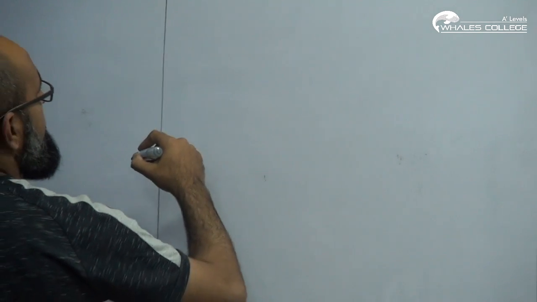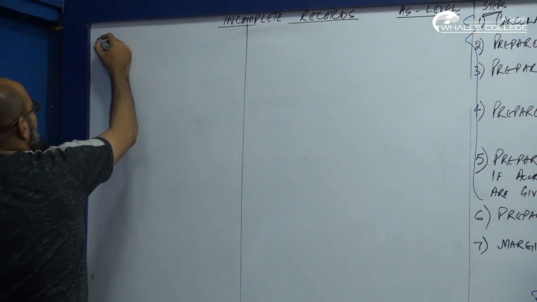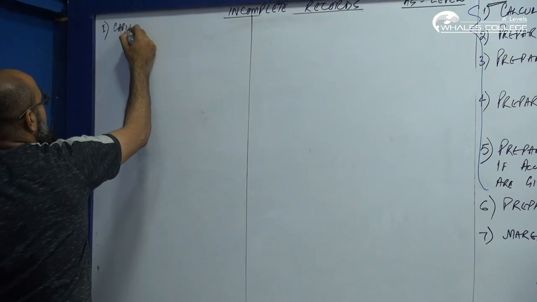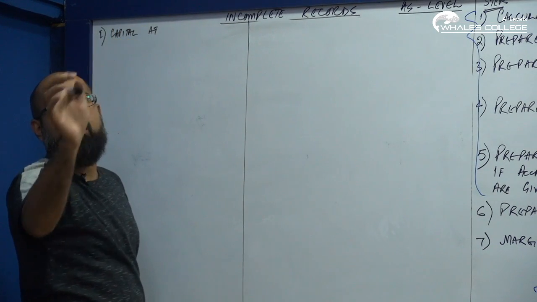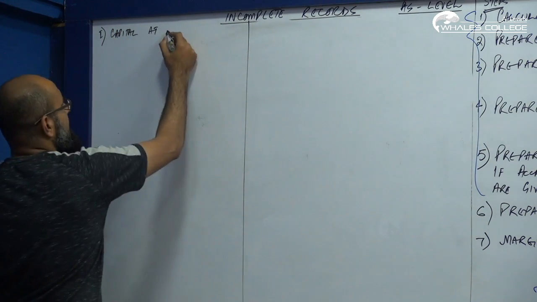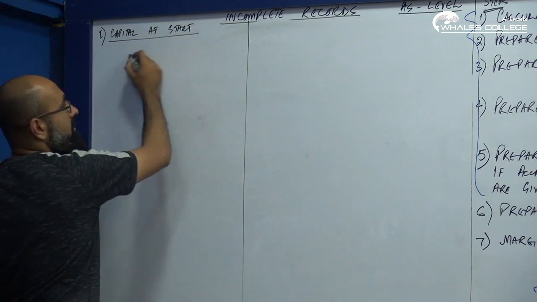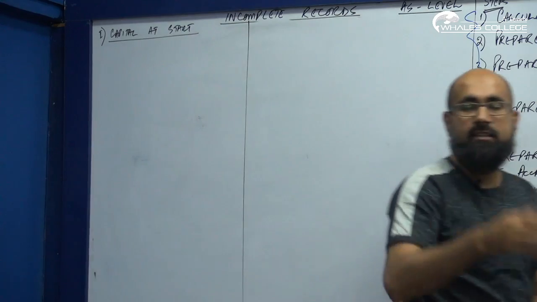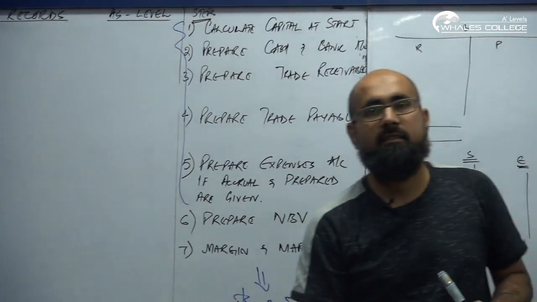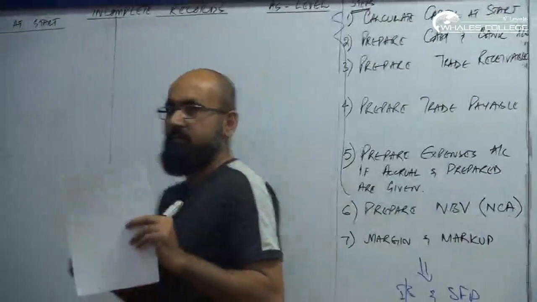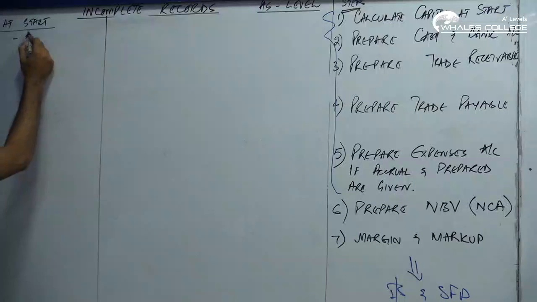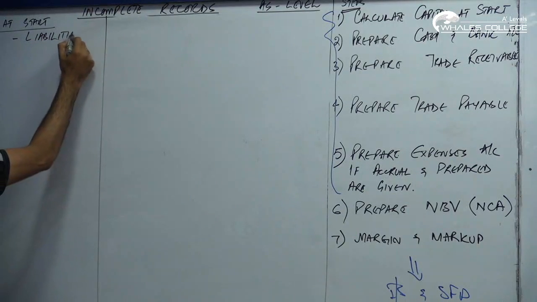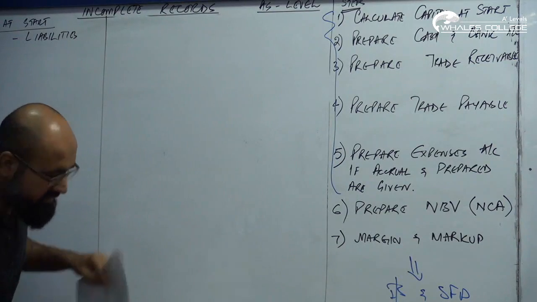So I am going to prepare the steps. Step number 1, that is working number 1, capital at start. We are going to calculate capital at start first. How to calculate capital at start? Assets minus liabilities. You need to have a calculator in front of you. You must keep calculators when you are doing the workings. Of course, it's accounting: assets minus liabilities, starting balances.